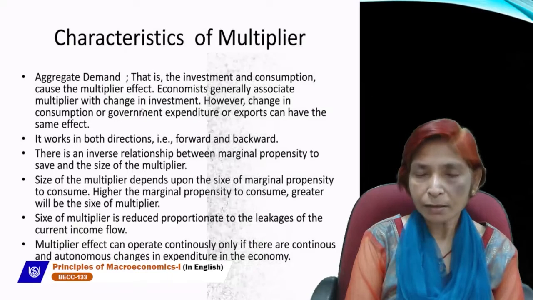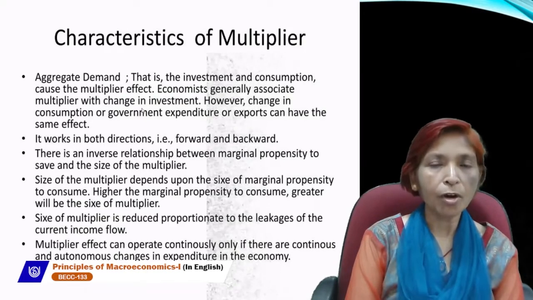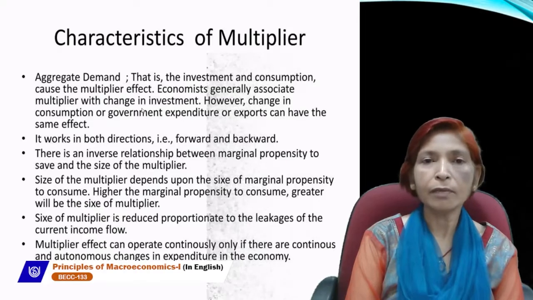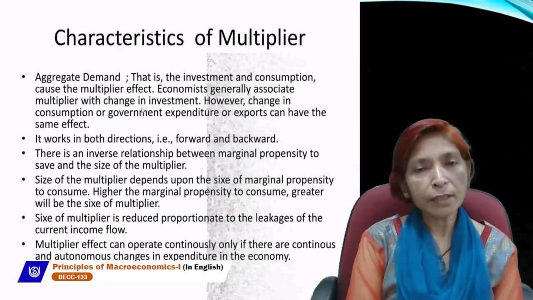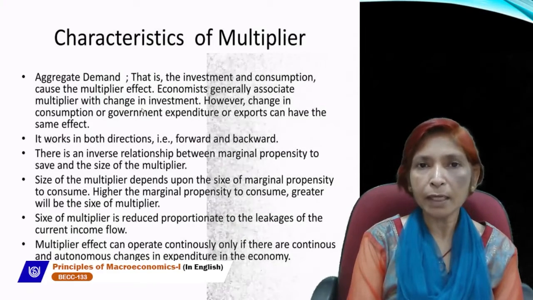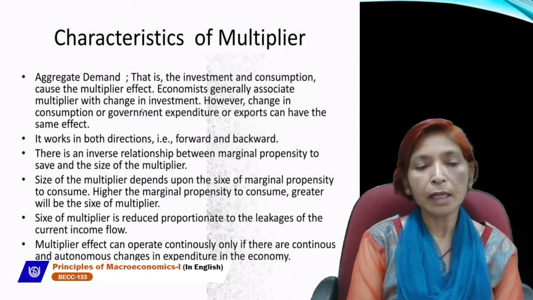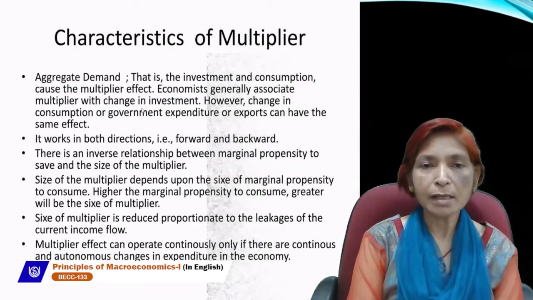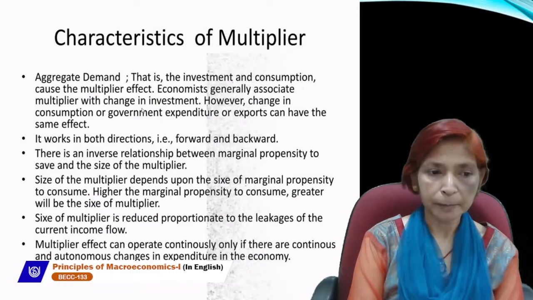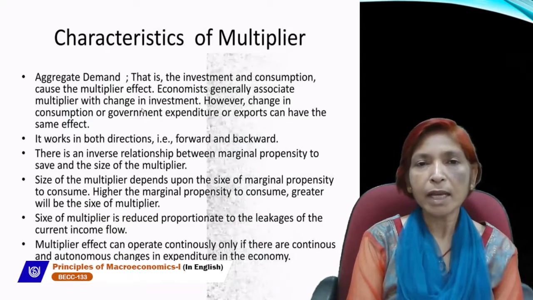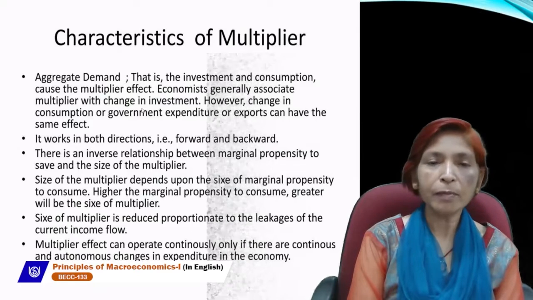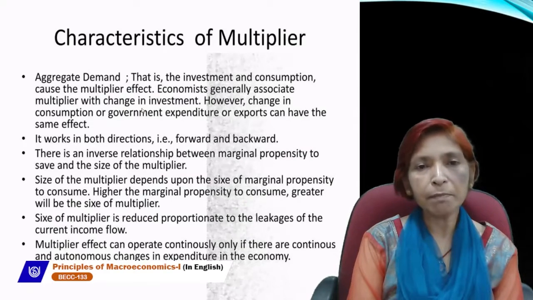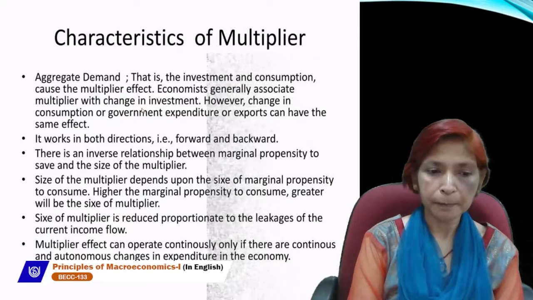Either it may be forward or backward, or positive, or in other words, negative. There is a positive relationship between MPC and multiplier, but there is an inverse relationship between MPS and size of multiplier. Multiplier size mainly depends upon marginal propensity to consume. Higher will be the MPC, higher will be the multiplier. Lower will be the MPC, lower will be the multiplier.